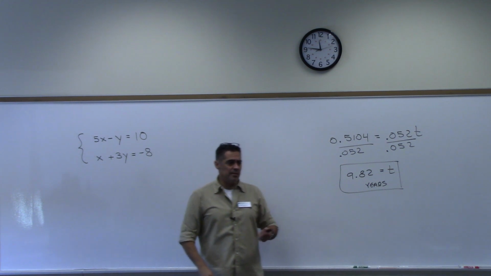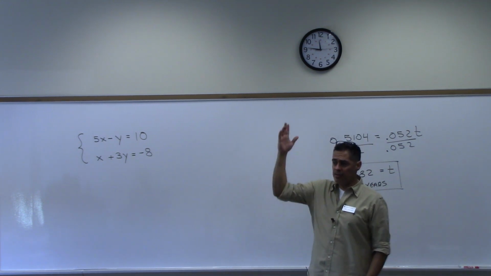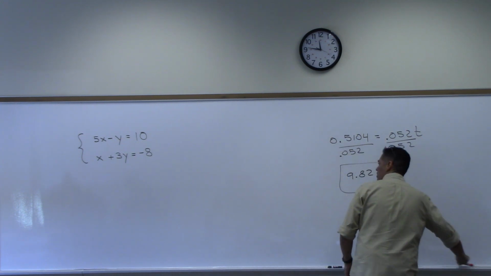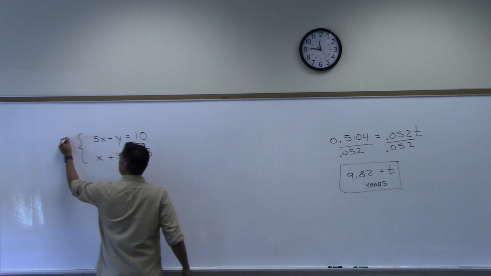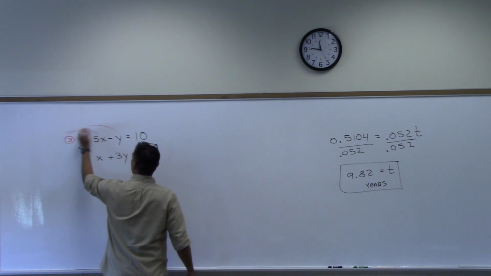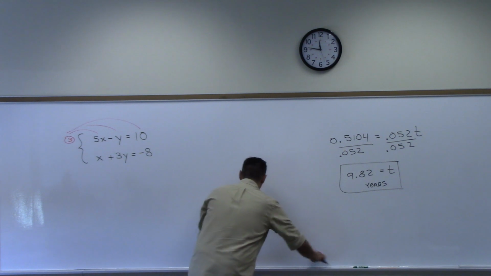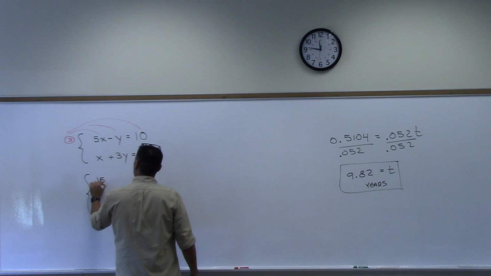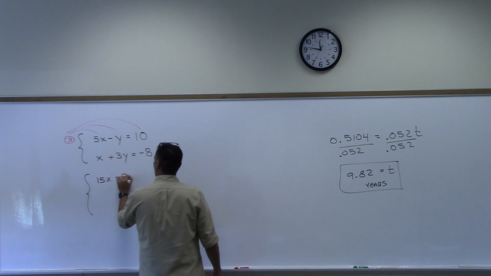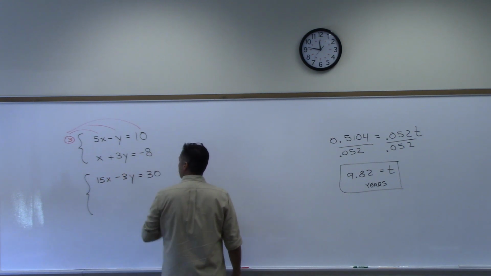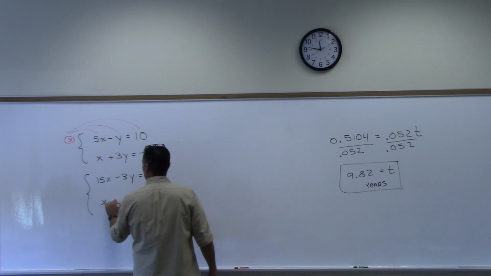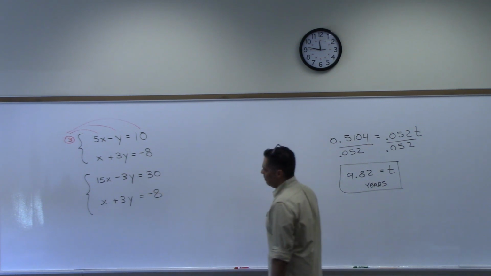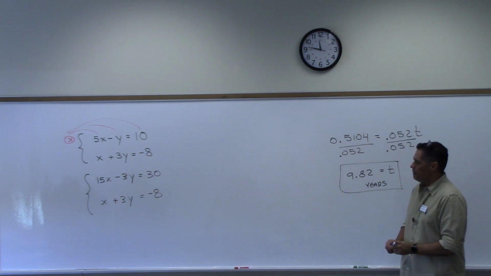So let's do a vote, hands. X's or y's? Okay, let's do y. So we're going to multiply the top equation by 3. And that's going to go through to everything, right? So my new system becomes 15x minus 3y equals 30. And then I still have x plus 3y equals negative 8. Yeah, we're going to get fractions here. Sorry.